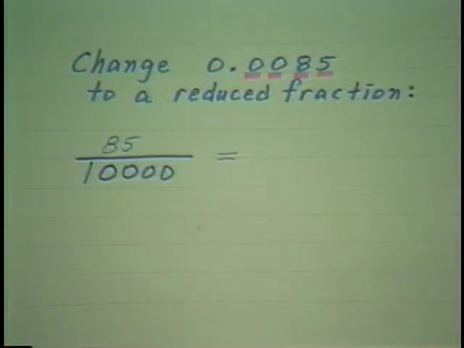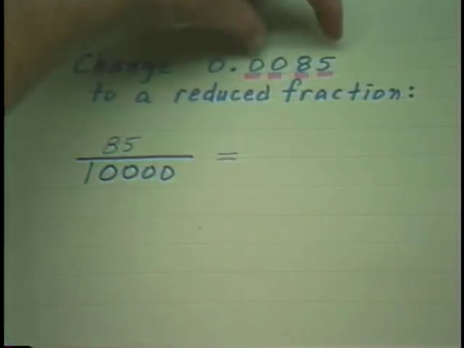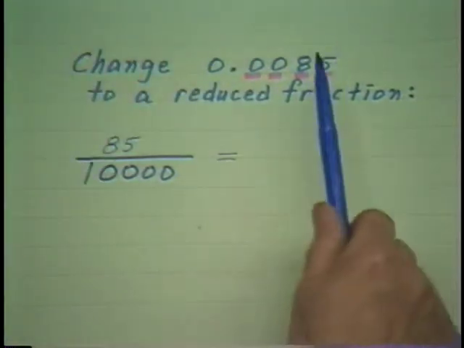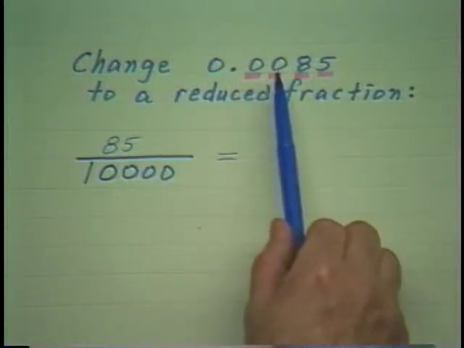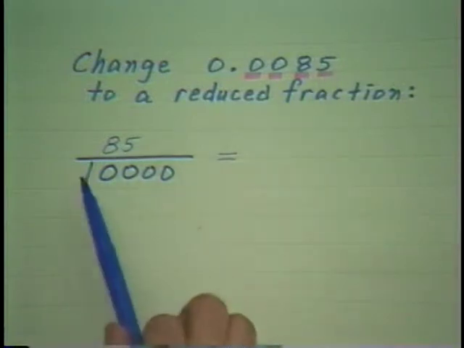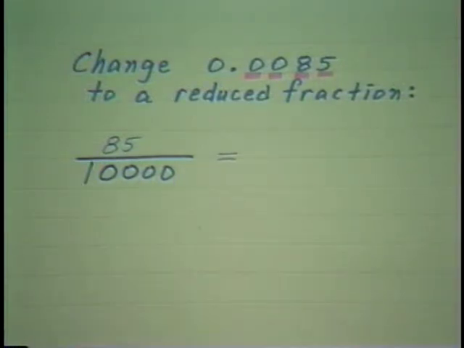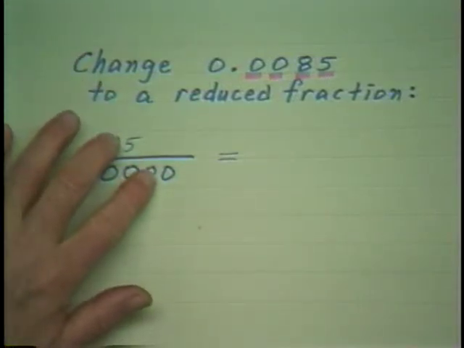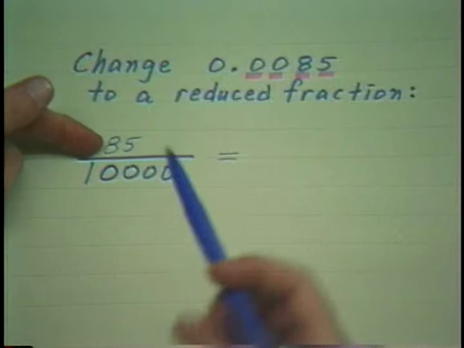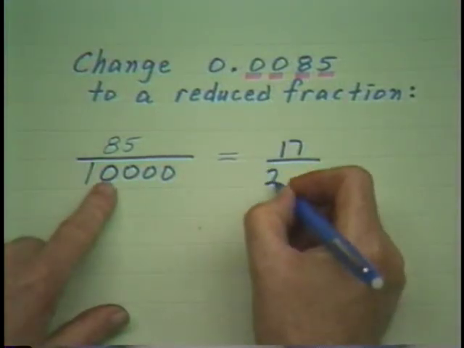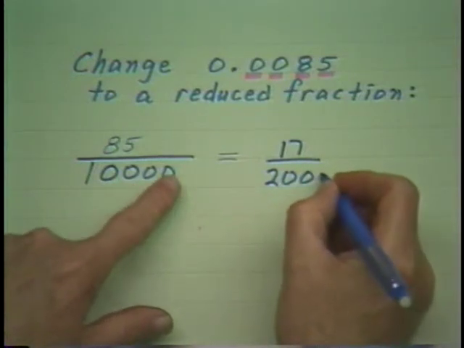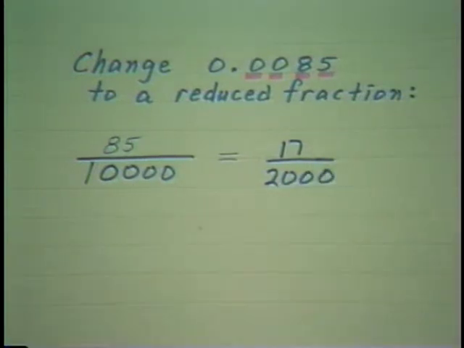Now let's check that that really is the same process logically. Say the word name, so that's 85. Then the word name, place name of the end digit, so it's tenths, hundredths, thousandths, ten-thousandths. And that's exactly what we have. And then reduce. Okay, we can see that both of these are divisible by 5. 5 goes into 85, 17, into 10 twice, 0, 0, 0, and we're done.